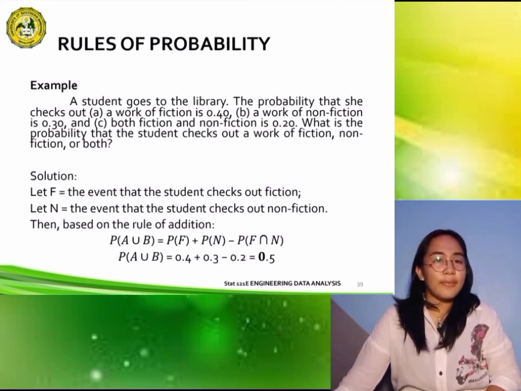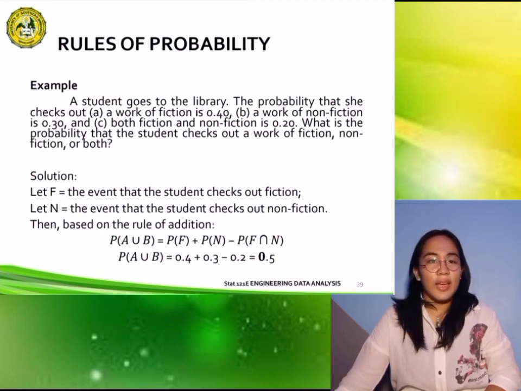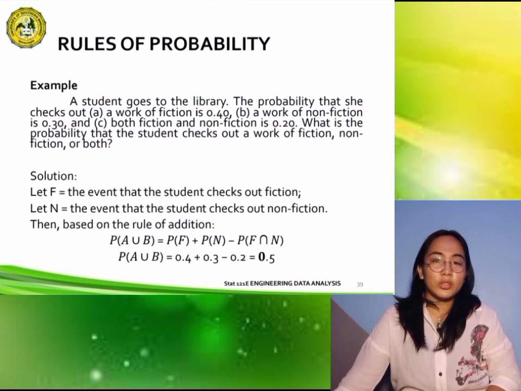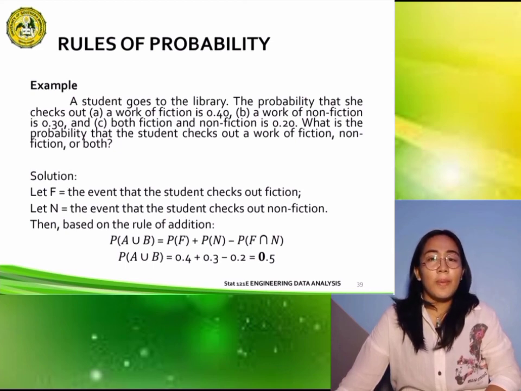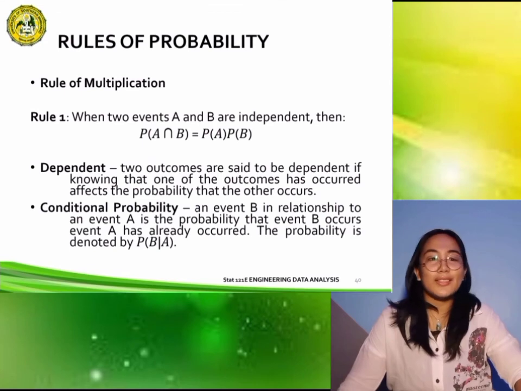Let F be the event that the student checks out fiction, and N be the event where the student checks out non-fiction. Based on the rules of probability, P of F union N is equal to 0.40 plus 0.30 minus 0.2, which is equal to 0.5. That's it. Let us move on to the next rule of probability, which is the rule of multiplication.